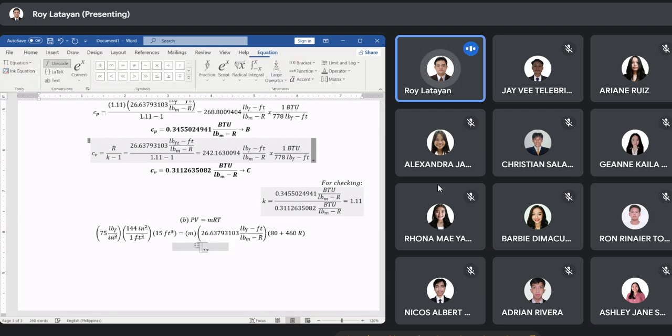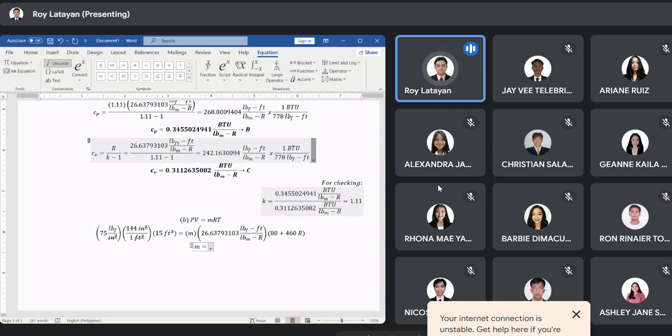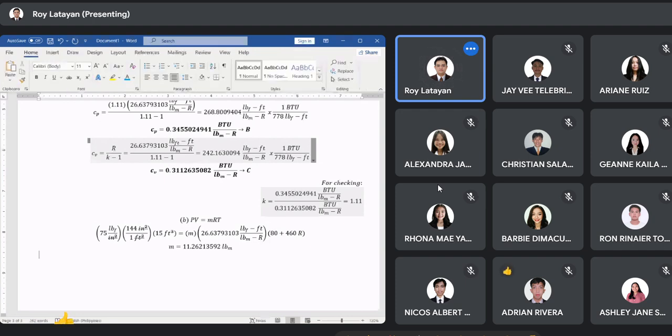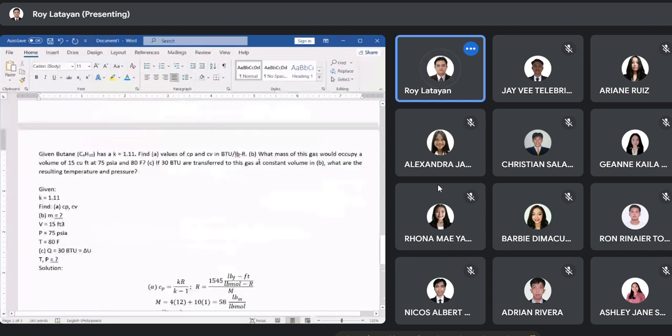And the pound mass value is 75 times 144 times 15 divided by R divided by 80 plus 460. That is 11.26213592 pound mass. Right? Just double check. There. So we have obtained letter B. The mass is what's being asked. Next is letter C.